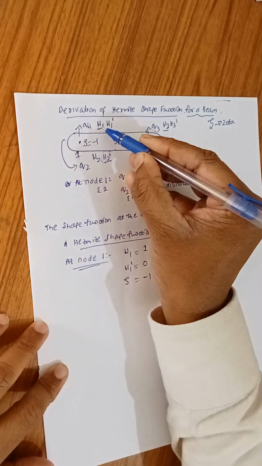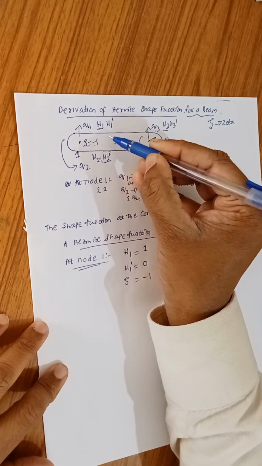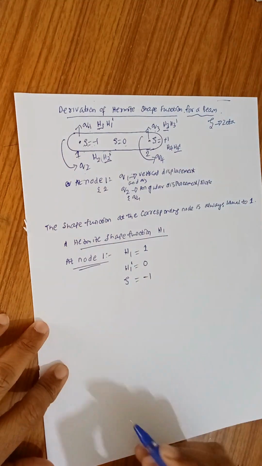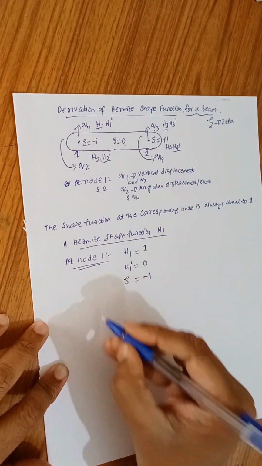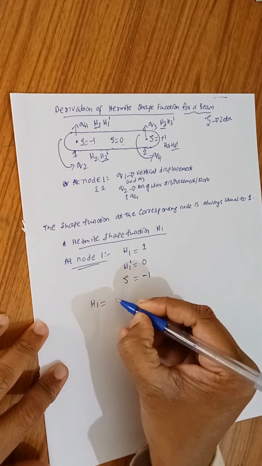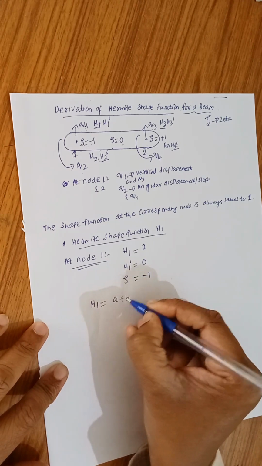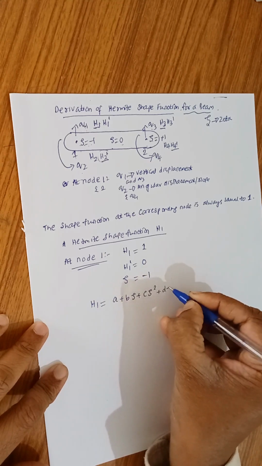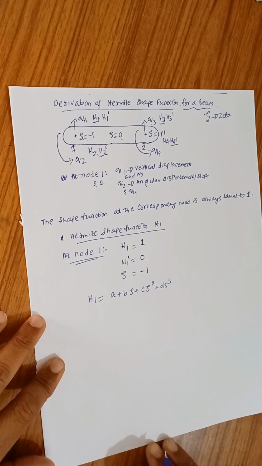Okay, at node 1 you have only h1 and h2 dash, not h1 dash, h1 and h2 dash. Similarly at node 2 you have h3 and h4 dash. Therefore this is going to be 1. So now this Hermite shape function is given in the form of a cubic equation, that is given by a plus b zeta plus c zeta square plus d zeta cube. This is how you're going to write it.